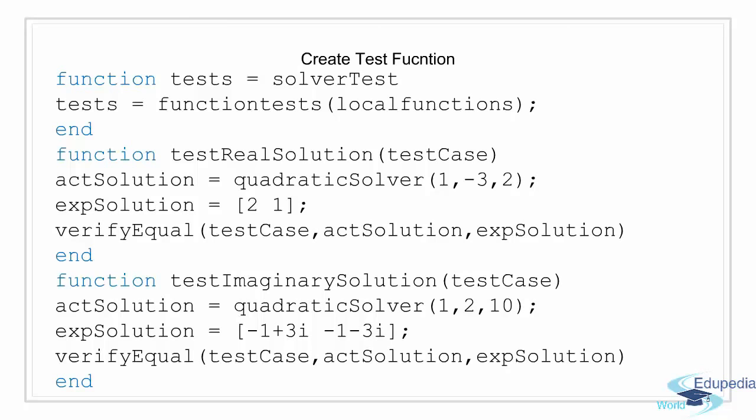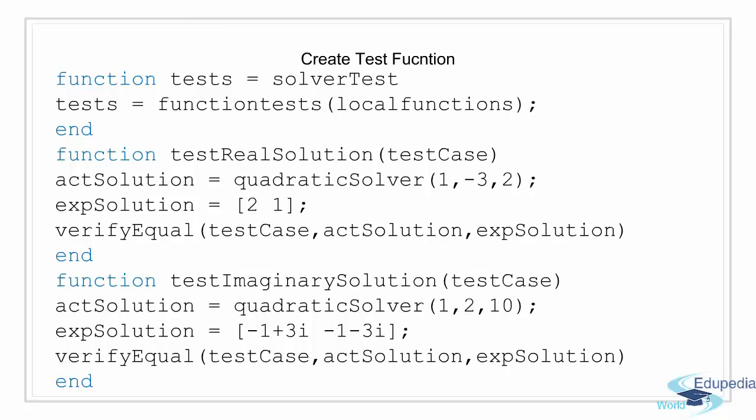A test function must accept a single input argument into which the test framework passes a function test case object. The function uses this object for verification, assertions, assumptions, and fatal assertions. It contains a test data structure that allows data to be passed between setup, test, and teardown functions.